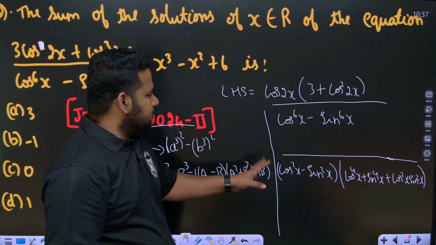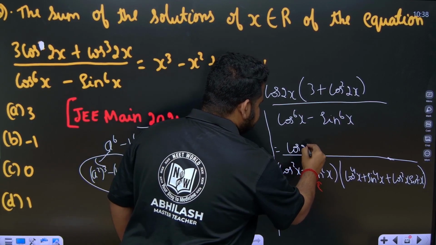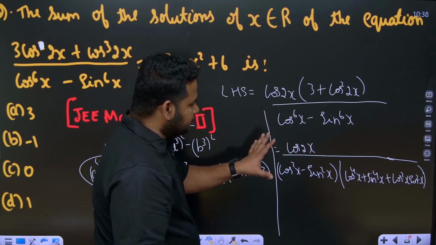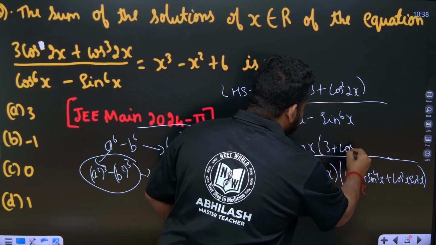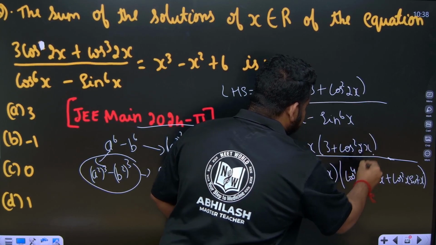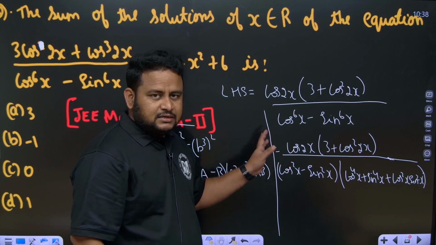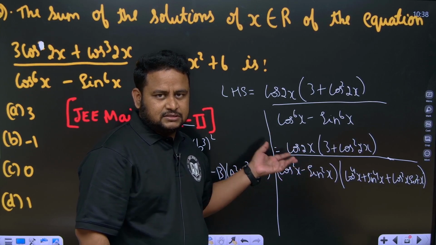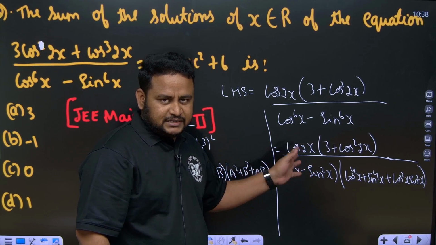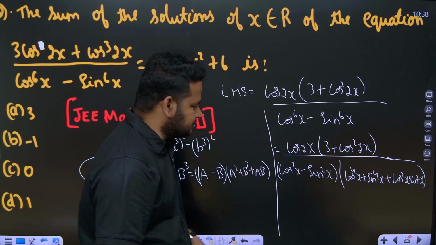Fine friends. So this implies this is equal to cos 2x into 3 plus cos square 2x. I am taking only the LHS. Now see friends, this cos 2x we have the formula, cos 2x can be written as cos square x minus sin square x, or 2 cos square x minus 1, or 1 minus 2 sin square x, but the formula which I told first, that is cos square x minus sin square x, it is visible here.